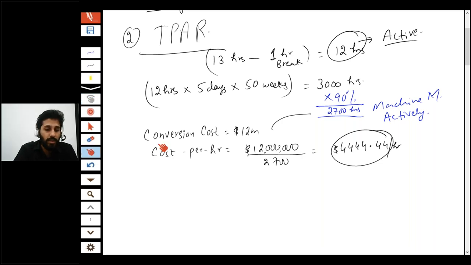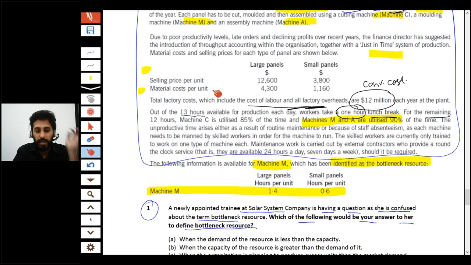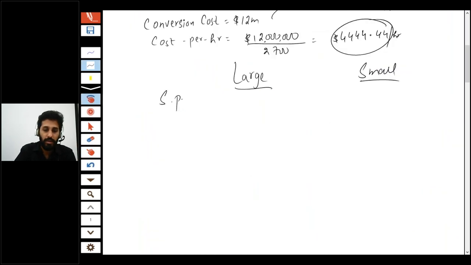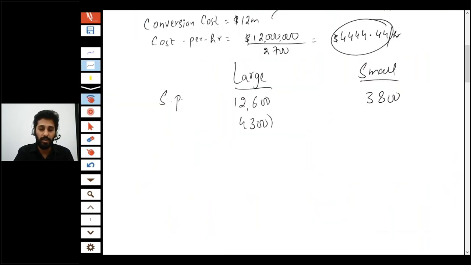Now we need to calculate the throughput accounting ratio for the large and small panel. The selling price is 12,600 and 3,800. Material cost is 4,300 and 1,160. That is direct material.